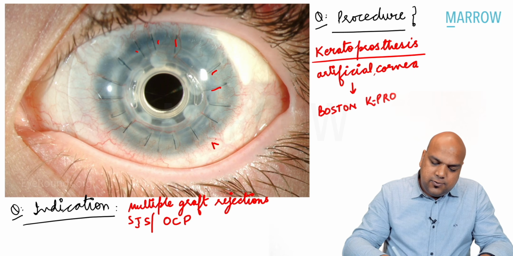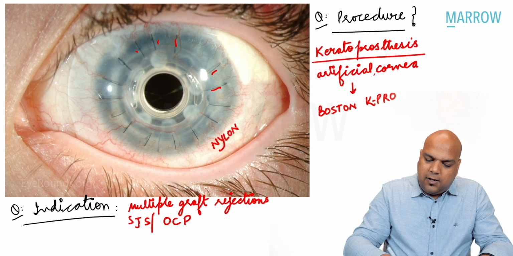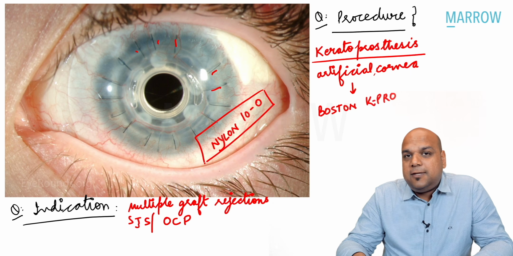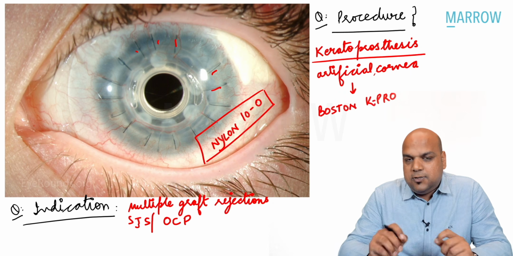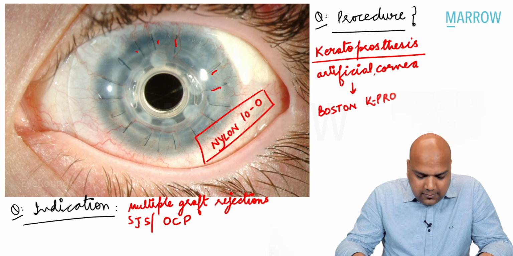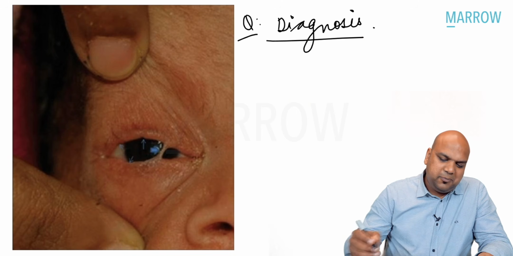Which sutures are used, if you will ask me? Nylon 10-0. These are non-absorbable sutures, nylon 10-0. These sutures are used in any case of cornea to cornea suturing that is done. Interrupted sutures, as you can see on the screen. Right, guys? Am I clear about this? All right, something you learned probably.